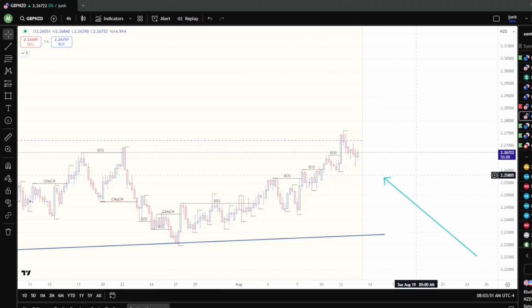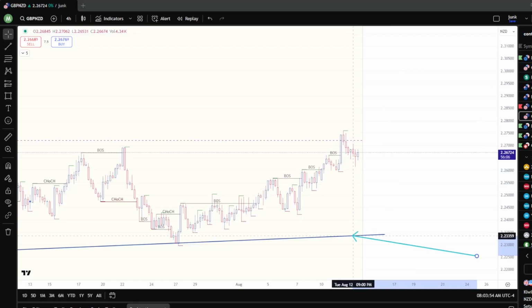That's the area of demand. Any type of selling opportunity to target the lows, target the trend line, take out some of this liquidity sitting under these lows.